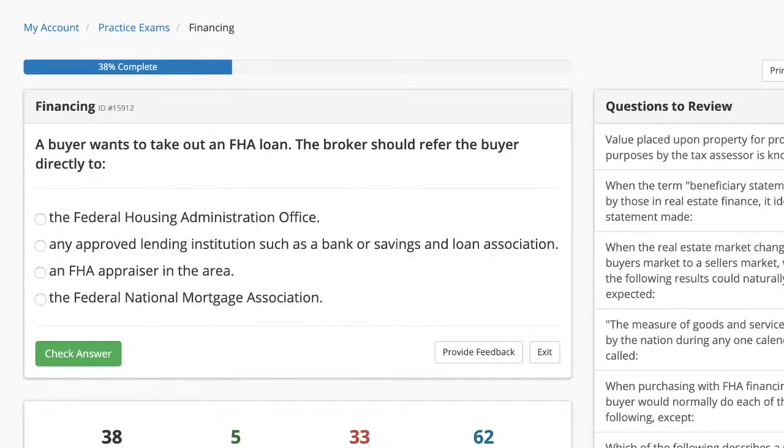A buyer wants to take out an FHA loan. The broker should refer the buyer directly to A, the Federal Housing Administration, B, any approved lending institution, such as a bank or savings and loan association, C, an FHA appraiser in the area, or D, the Federal National Mortgage Association.